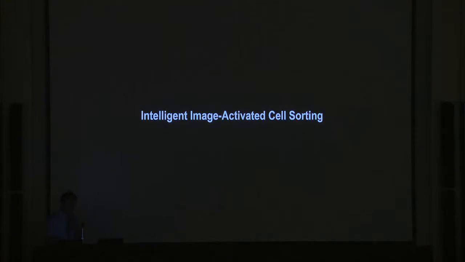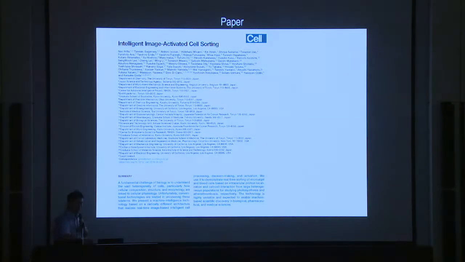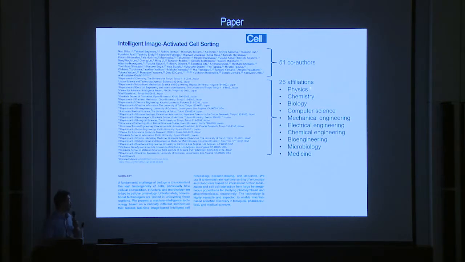And the technology that addresses that need is called intelligent image activated cell sorting, which we have recently developed and published last year. So this is a published paper in Cell. And what I want you to see is the number of authors, 51 authors, and many, many affiliations. So physics, chemistry, biology, computer science, and so on. So it's a great interdisciplinary team that realized this technology.